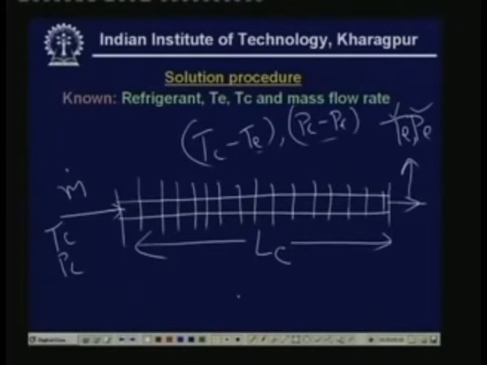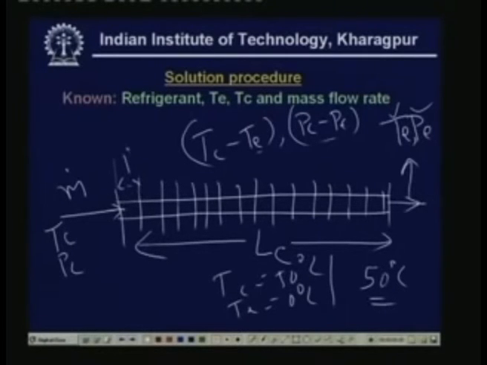To give an example, let us say Tc is 50 degrees centigrade and Te is equal to 0 degree centigrade. That means Tc minus Te is 50 degrees centigrade. So I will take 50 elements of the capillary tube, that means I divide the capillary tube into 50 elements, and across each element 1 degree temperature drop takes place. If this is element 1 and here the temperature is 50 degrees centigrade, at this point the temperature is 49 degrees centigrade, and at this point it is 48 degrees centigrade. Like that the temperature reduces in this direction. Finally when you come to this last point, the temperature is 0 degree centigrade.